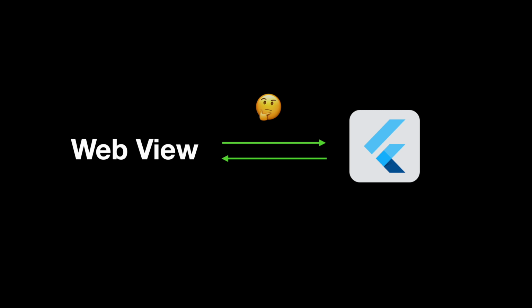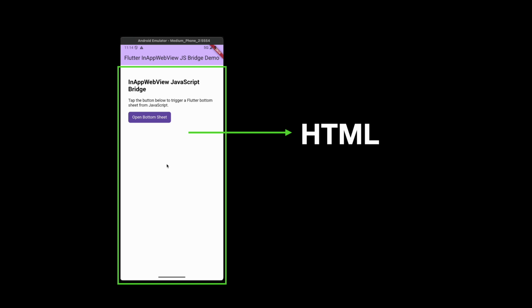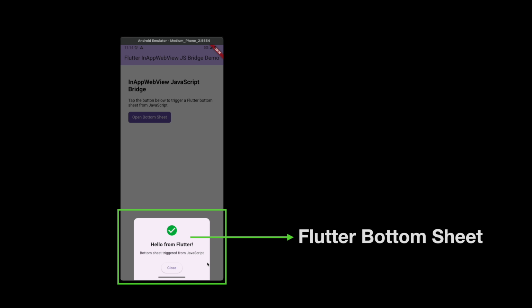Have you ever needed to communicate between Webview and your Flutter application? For example, in my Flutter app, the entire content here is HTML and rendered through Webview. Now, when I click on the HTML button, it will trigger Flutter bottom sheet. In this video, I will show you how you can make communication between Webview with your Flutter application.